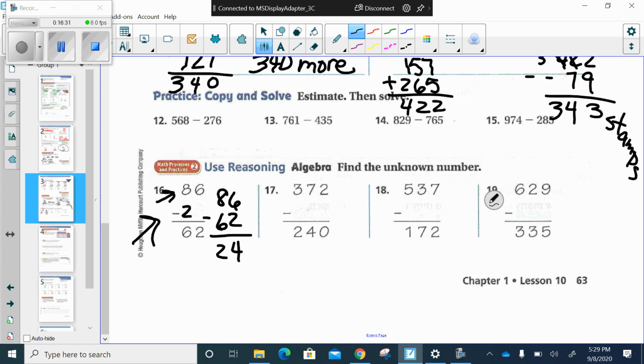So if I put 24 in here, will it work? 6 minus 4 is 2. 8 minus 2 is 6. Yes, it works. So let's try this. Mrs. Keith, not sure what's going on here. Well, when we subtract, the bigger number is always on top. You can't add these two numbers because then it would be 572 plus 240. That bigger number would be in the second spot, and you can't do that. So we have to subtract these numbers. So 372 minus 240.